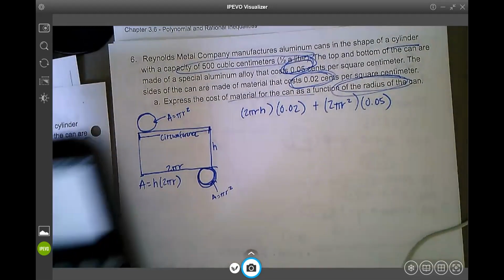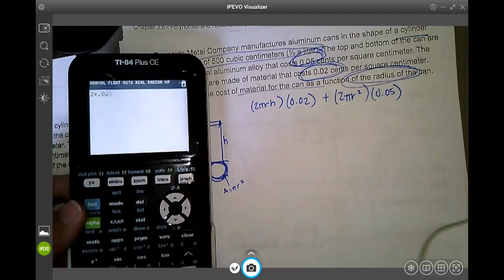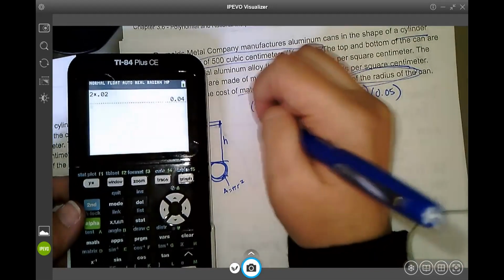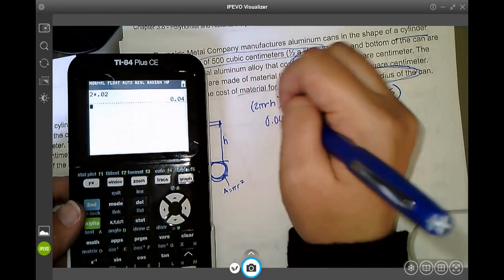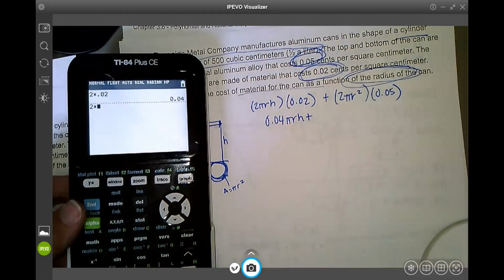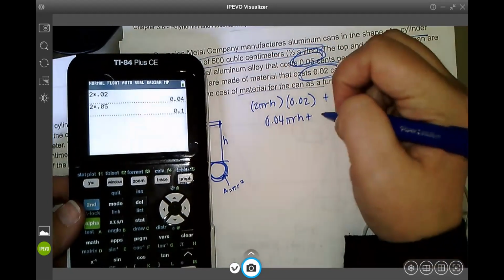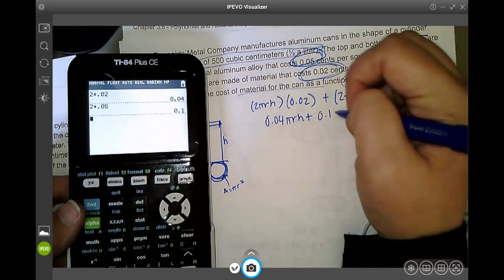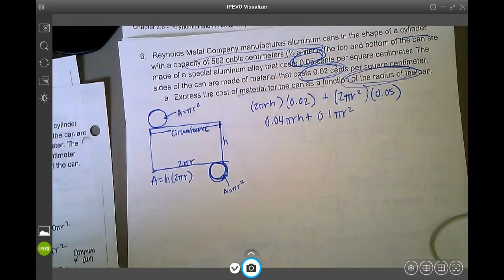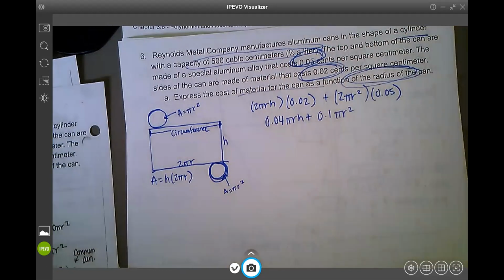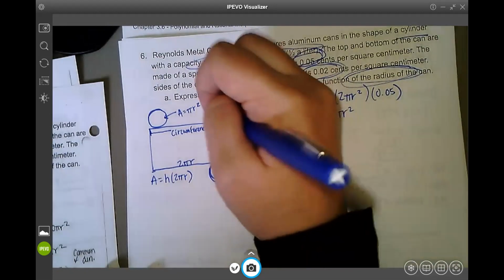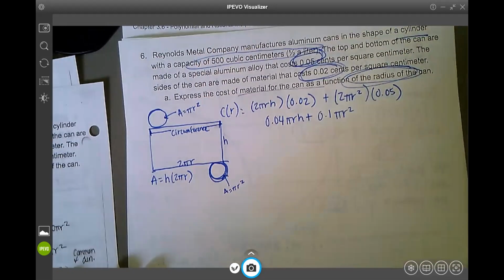When I simplify those things, I have 2 times 0.02, which is 0.04 pi r h, plus 2 times 0.05, which is 0.1 pi r squared. So this would be the cost of the surface area. Cost in terms of my radius.